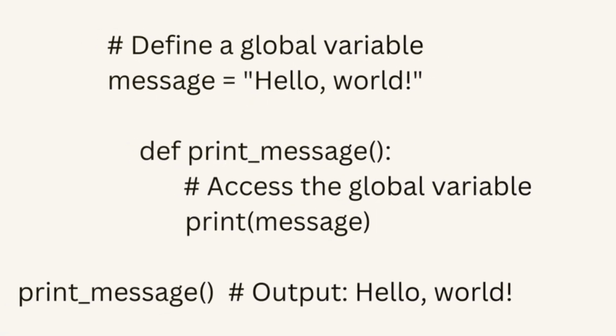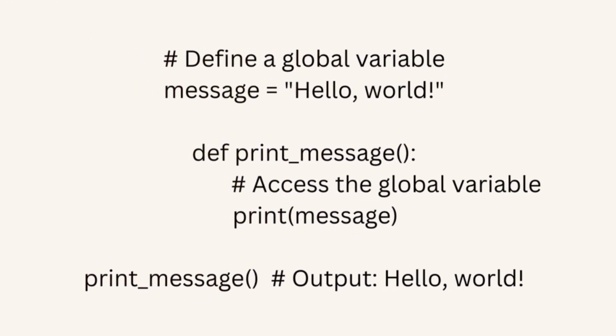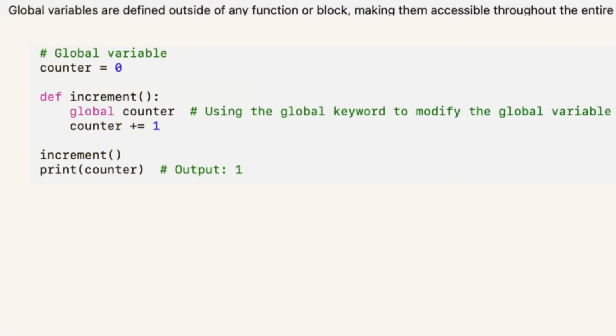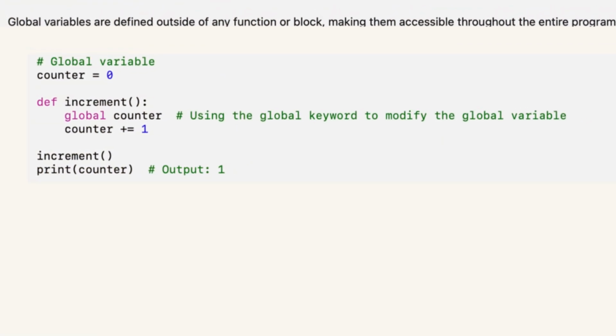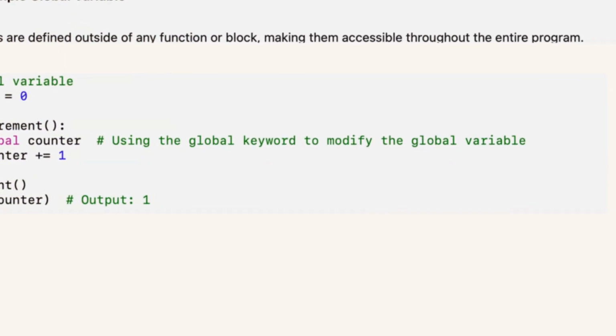In Python, variables declared outside of any function have a global scope. These are called global variables. They're like a central bulletin board that all functions can read and update. Useful for storing data shared by different parts of your code.